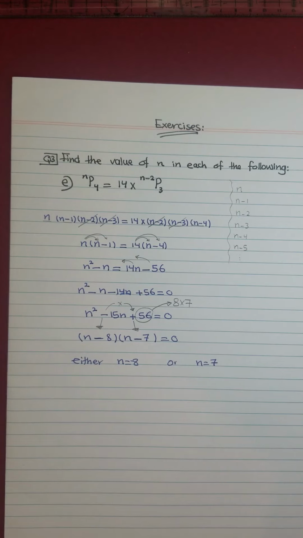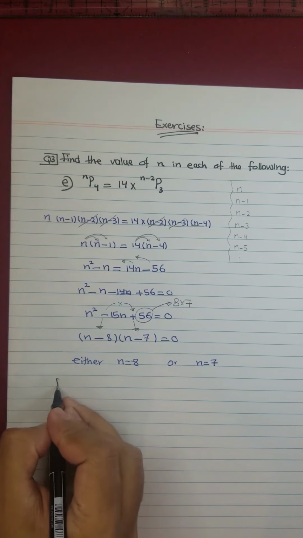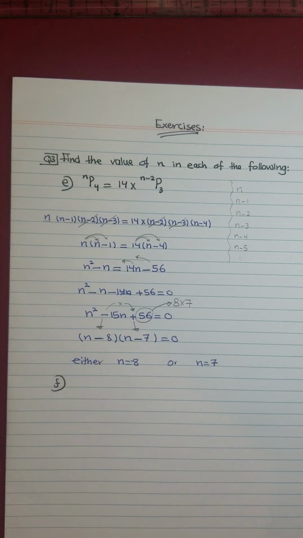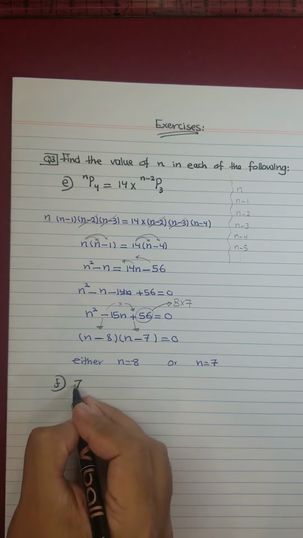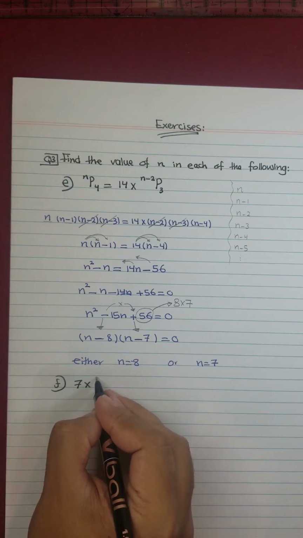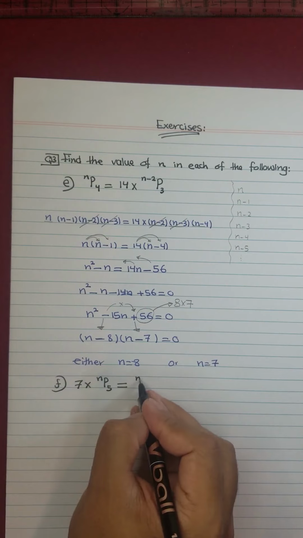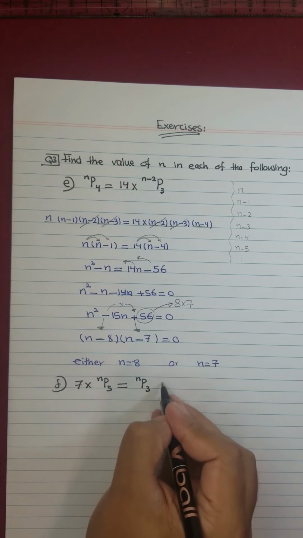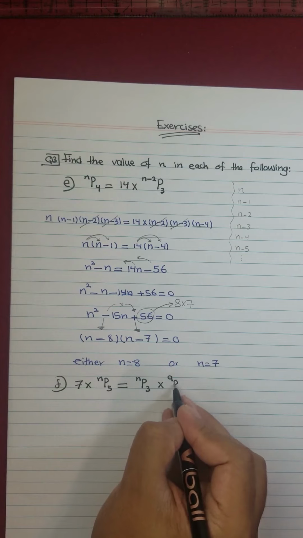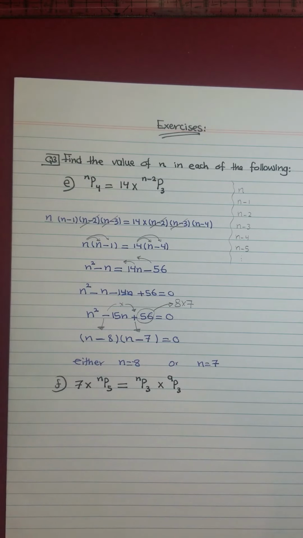I am going to do question F in the same page. So in this question, we have 7 times n permutation 5 equals n permutation 3 times 9 permutation 3. And let's see, they're asking us for the same thing. So they want us to find the value of n. Let's do this quickly. So let's start.